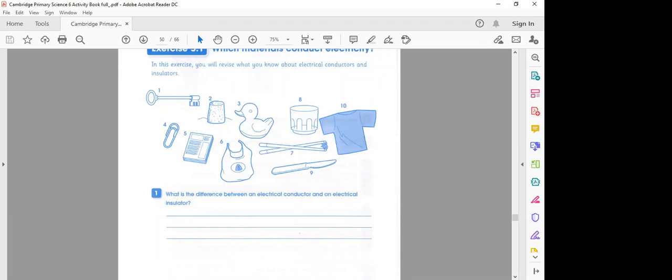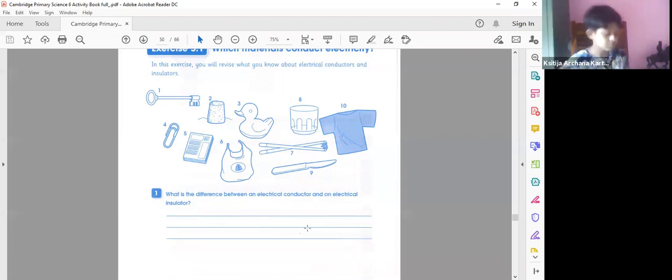Nine is a knife. It could be a plastic knife or a metal knife. We don't know, right? If you write metal and if somebody writes plastic, I'll give marks to both because nothing is mentioned here. Yes. And ten is a cloth. This t-shirt could be cotton, could be polyester, right? Yes, I wrote cotton.